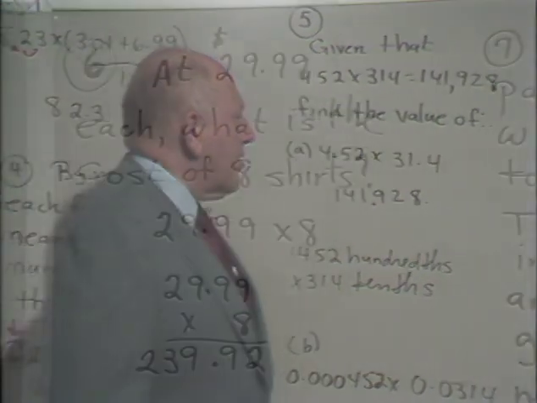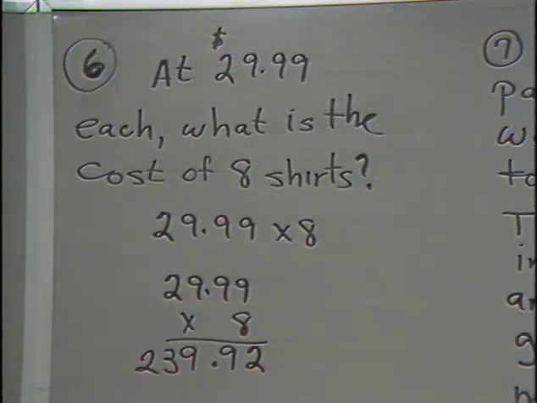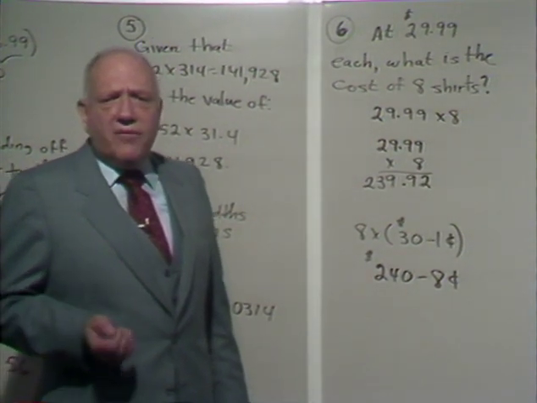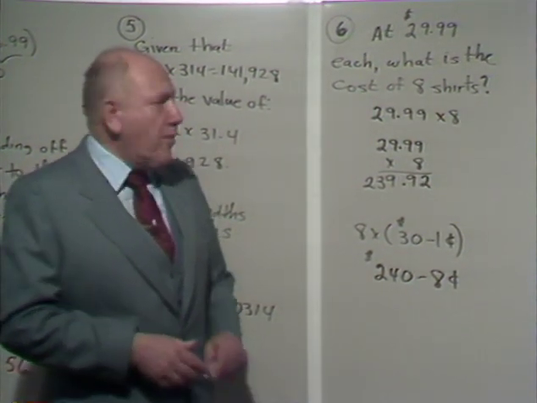Watch problem number 6. Problem number 6 says, at $29.99 each, what is the cost of 8 shirts? Does any basic operation appear explicitly here? Is anybody telling you to add, multiply, divide, or subtract? No. The hard part of this problem is you have to figure out that step for yourself. Once you figure out that step, then one of the techniques that we used in the first 5 problems will help you solve this problem.